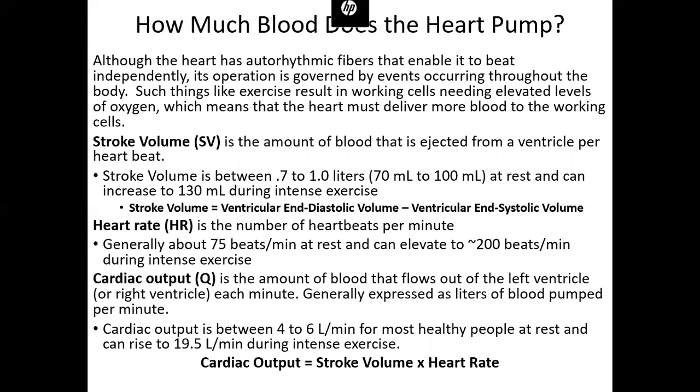And three things I want to talk about are stroke volume, heart rate, and cardiac output. Abbreviated SV, short for stroke volume, HR, short for heart rate, and then Q, which doesn't really make a whole lot of sense, but Q is short for cardiac output. Stroke volume is the amount of blood that's ejected from a ventricle per heartbeat, or if you wanted to say per heart stroke, might be an easy way to think of it.